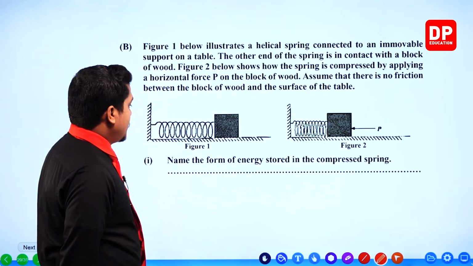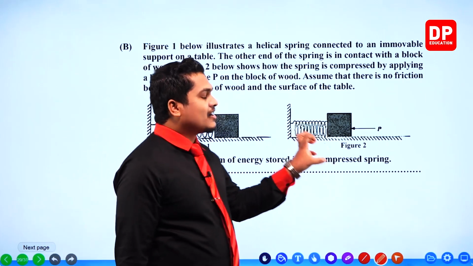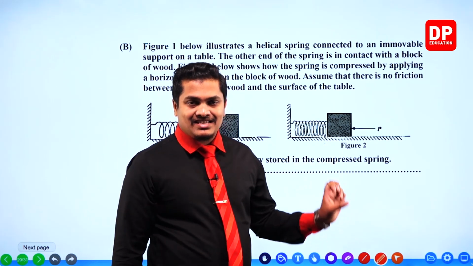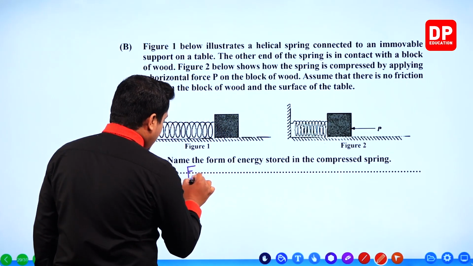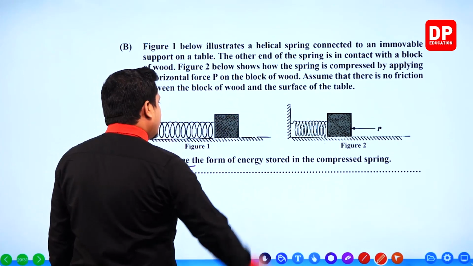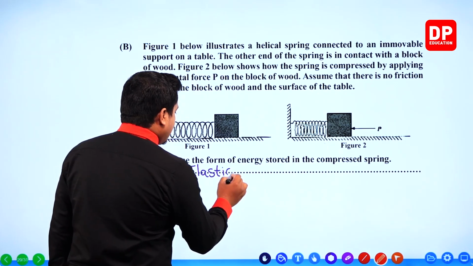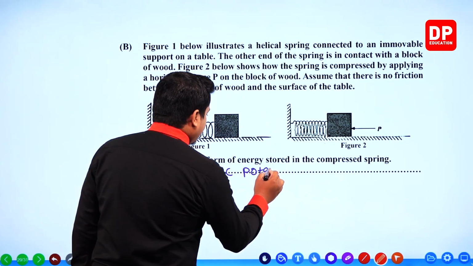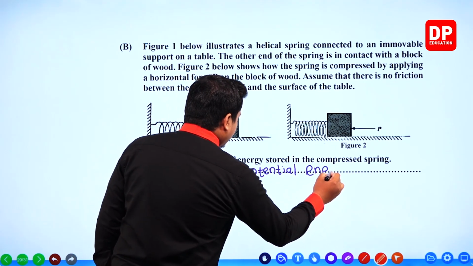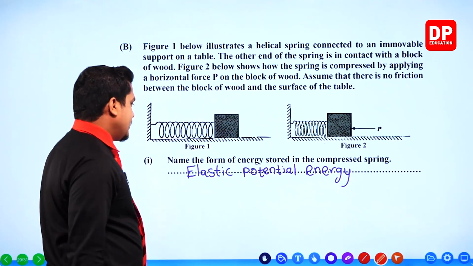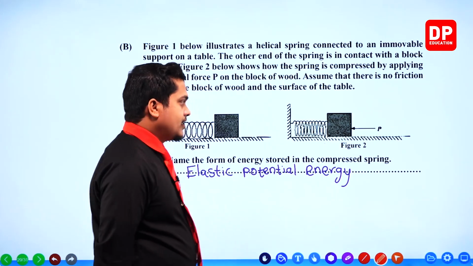Now, let's see the questions. Name the form of energy stored in the compressed spring. If it is getting compressed, then this is elastic potential energy. It is a potential energy, but especially this kind of potential energy is referred to as elastic potential energy, my dear children. Right? Elastic potential energy. This is the answer. Next one.